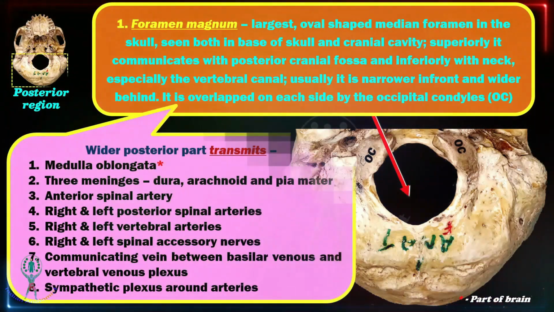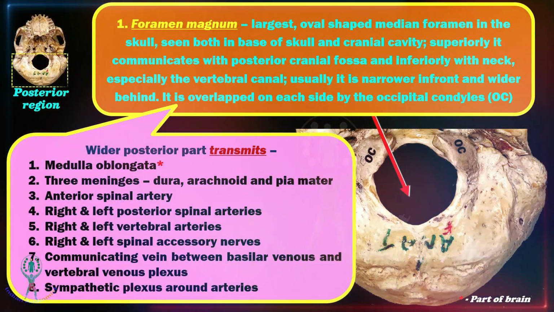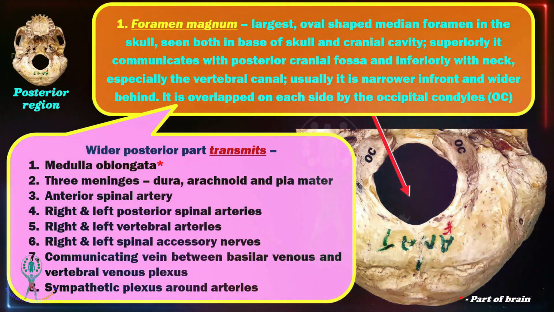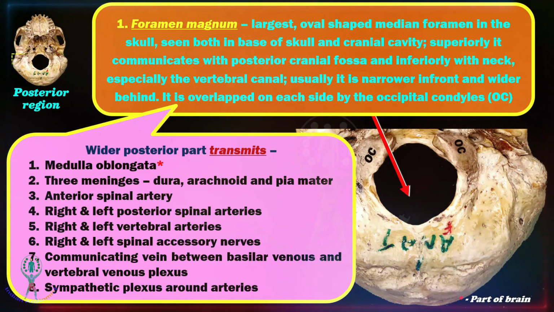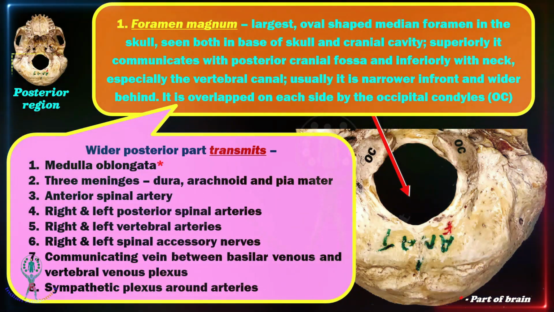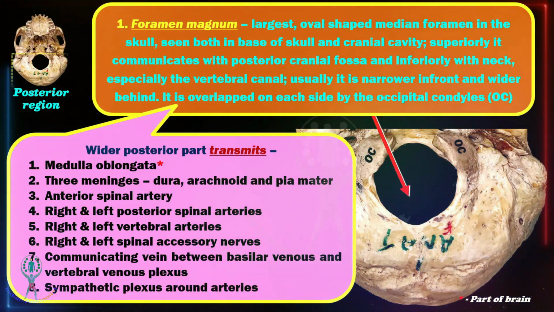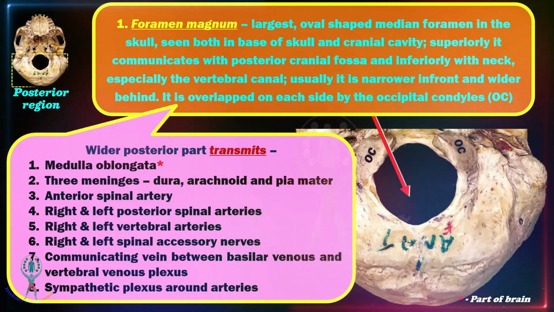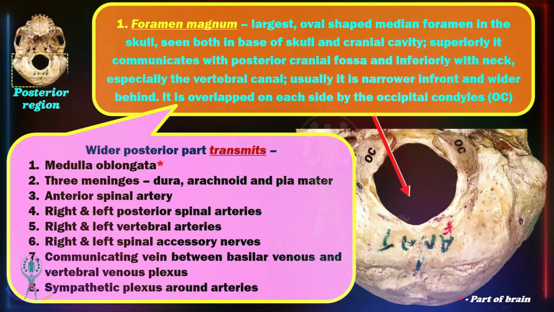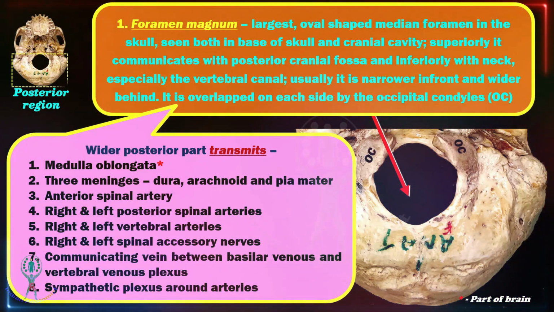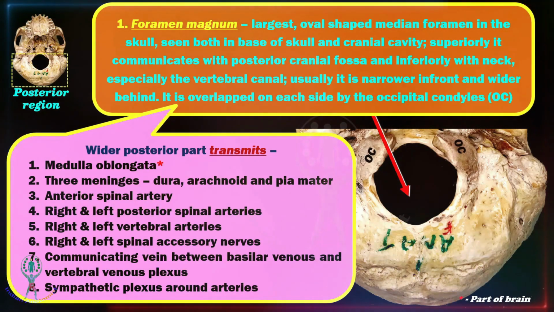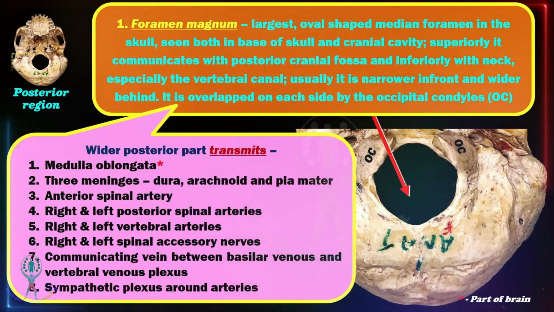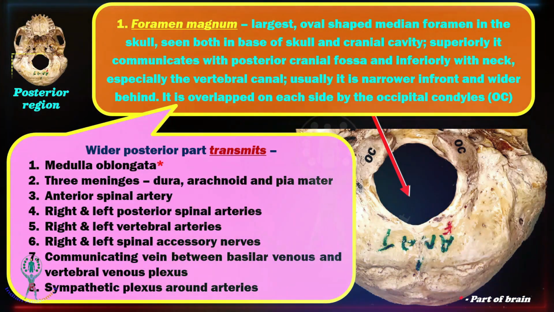The wider posterior part of the foramen magnum transmits the medulla oblongata, three meninges, the dura, arachnoid and pia mater, anterior spinal artery, right and left posterior spinal arteries, right and left vertebral arteries, right and left spinal accessory nerves, communicating vein between the basilar venous plexus and vertebral venous plexus, and sympathetic plexus around the arteries.